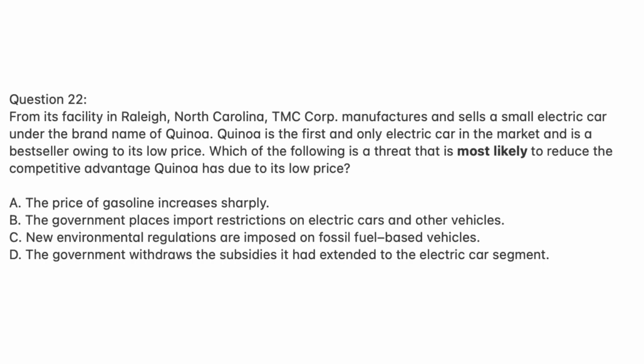Question 22. From its facility in Raleigh, North Carolina, TMC Corporation manufactures and sells a small electric car under the brand name of Quinoa. Quinoa is the first and only electric car in the market and is a bestseller owing to its low price. Which of the following is a threat that is most likely to reduce the competitive advantage Quinoa has due to its low price?